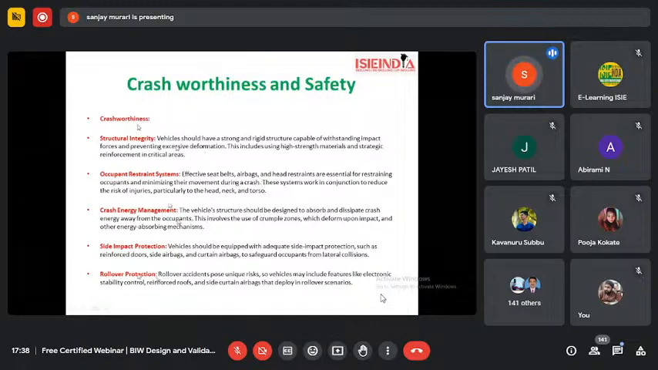So this is crash energy management. As I said in crashworthiness, the energy management has to be proper. From where the load is transferring and where it should go, we should check clearly when we solve a problem. Side impact protection I have explained. Then comes rollover protection.